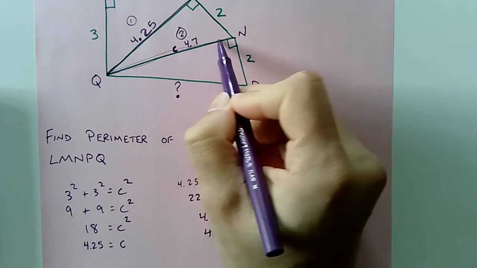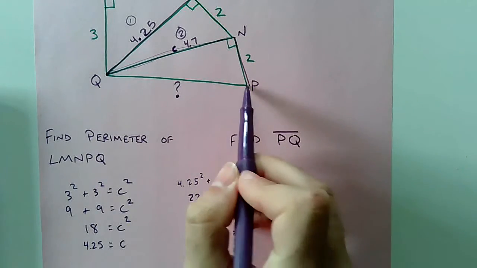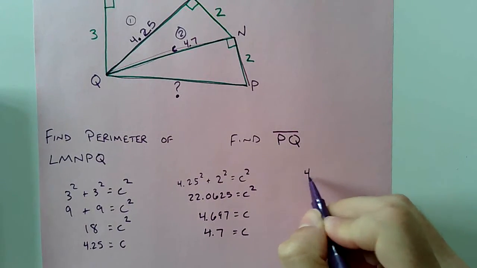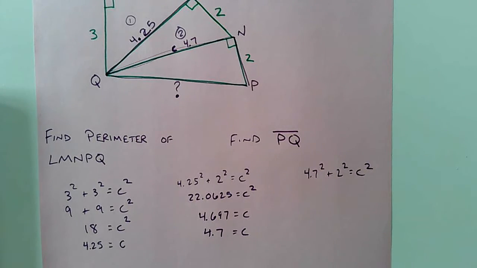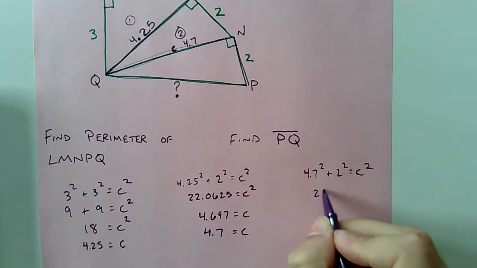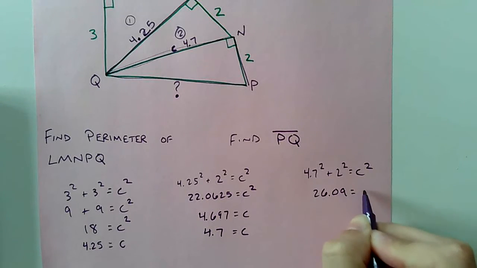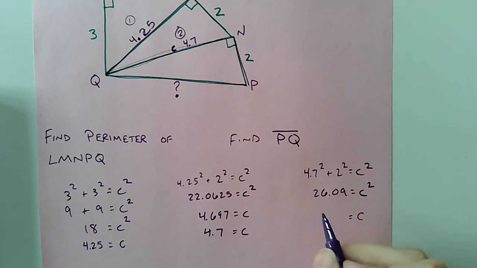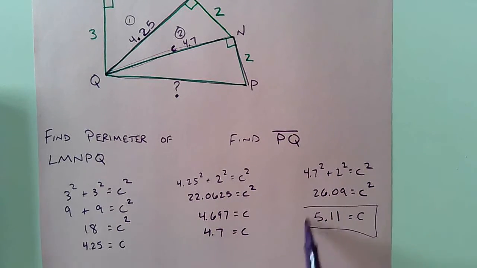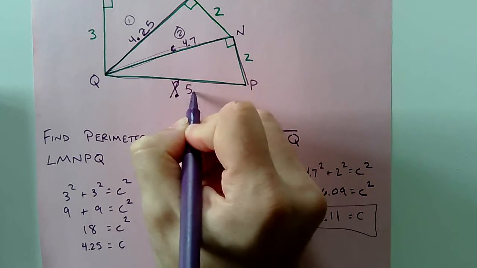Now I have a leg. I have this leg, so I have one more step. So now I do 4.7 squared plus 2 squared equals c squared. So 4.7 squared plus 2 squared is going to give me a value of 26.09 equals c squared. And now I square root that value. c is about 5.11. All right, so that's my final hypotenuse, or my question mark that I was looking for.